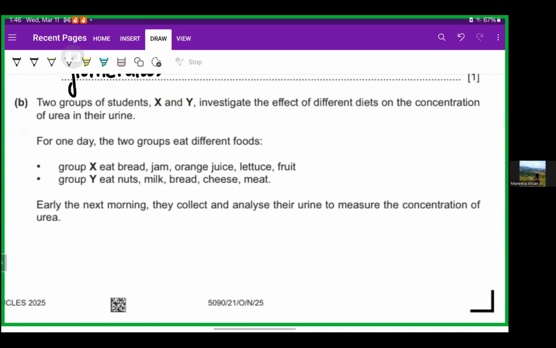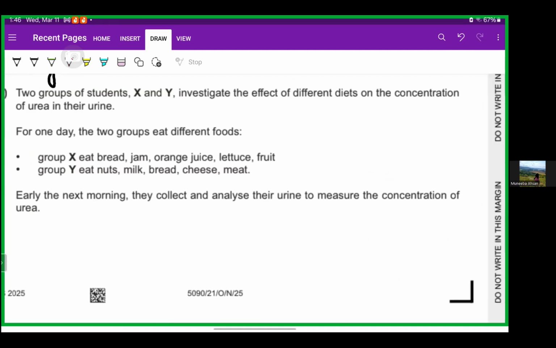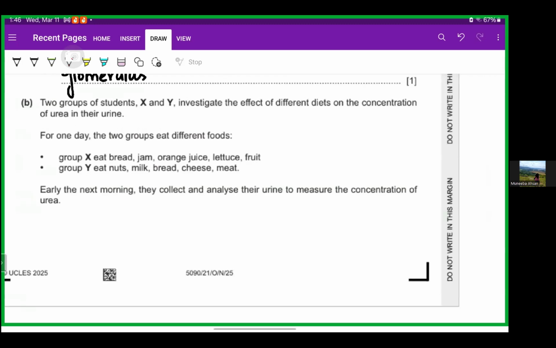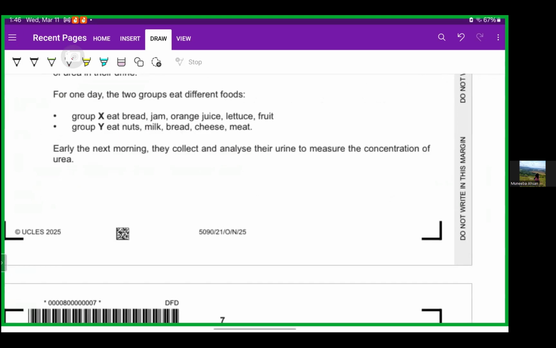Okay, next part. Two groups of students, X and Y, investigate the effect of different diets on the concentration of urea in the urine for one day. Two groups eat different foods. Group X eats bread, jam, orange juice, lettuce, and fruit. Group Y eats nuts, milk, bread, cheese, and meat. So you can see already that group Y has consumed more sources of protein.